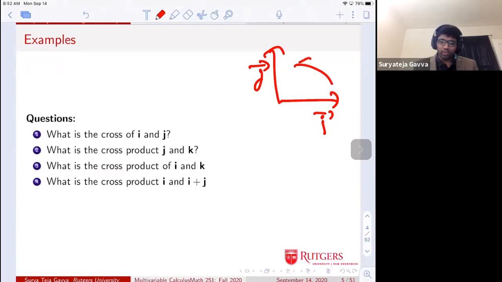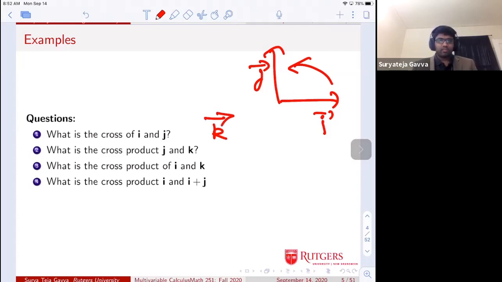So if you try to take the cross product, it has to be a vector in the direction perpendicular to i and j, and the length of the vector i is 1, the length of the vector j is 1. And i and j are perpendicular to each other. So if you compute i, j sine of 90 degrees, you get 1. So 1 times the direction of the vector, which will be perpendicular to i and j. So that will give you k.